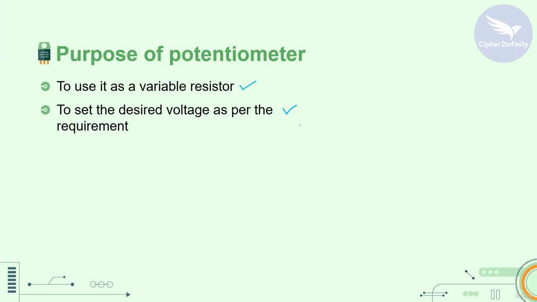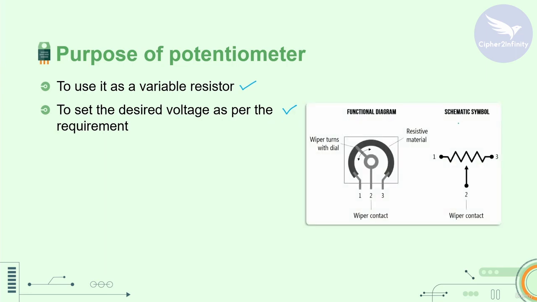But prior to that, let me show you the functional diagram and schematic symbol of the potentiometer. While discussing this functional diagram, I will explain the purpose of the potentiometer. So this is the functional diagram of the potentiometer and this is the schematic symbol of the potentiometer.